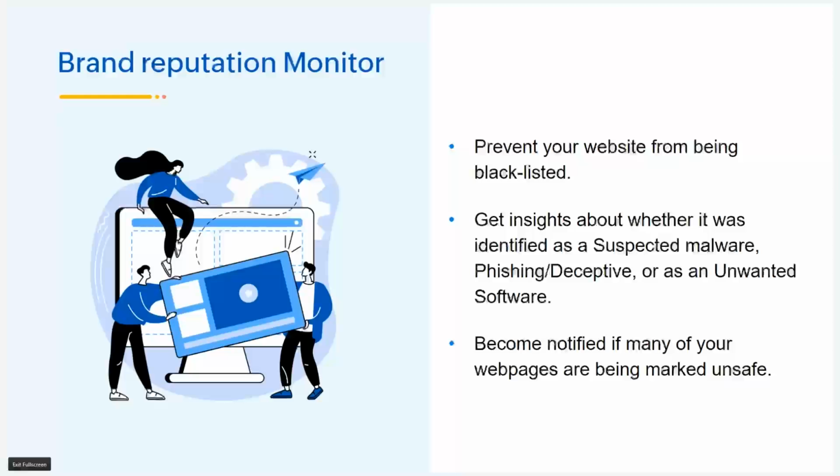Now we can have a look at the brand reputation monitor, which will help you to prevent your website from being blacklisted. Basically, it provides insights into whether your site has been identified as suspected of malware or phishing, or containing any unauthorized software. So we can monitor the complete details from the security perspective. Additionally, you will be notified if any of your pages are marked as unsafe. So let me quickly show that as well.